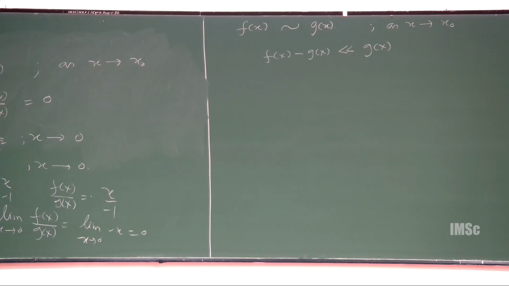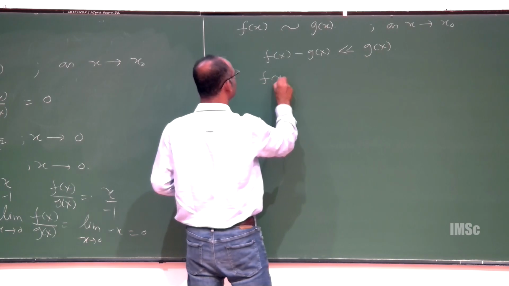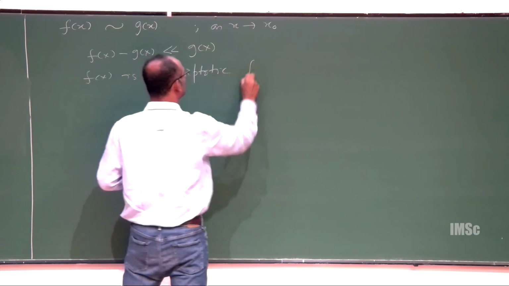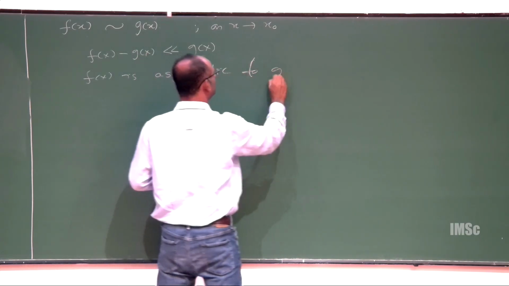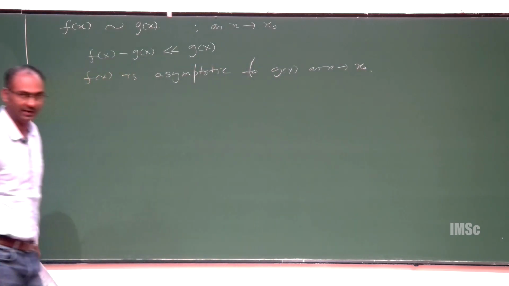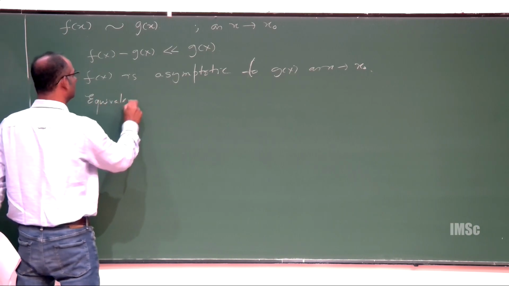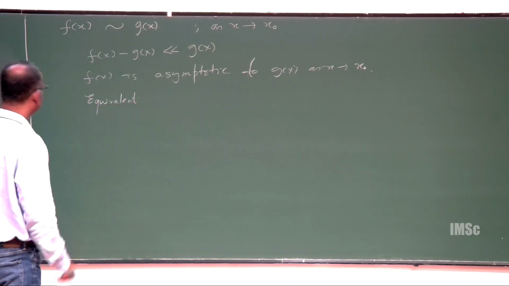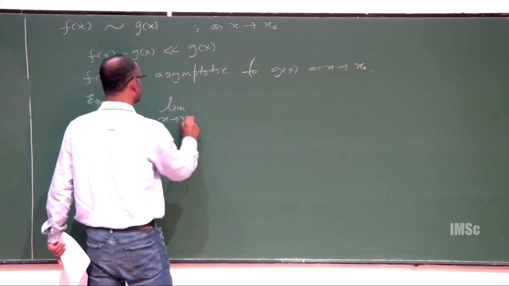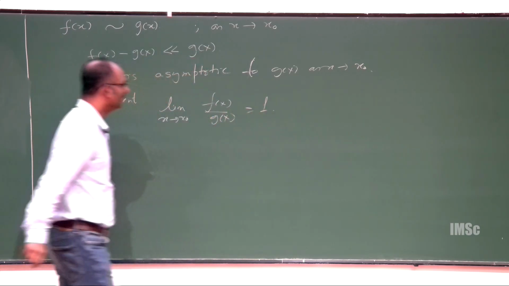So that's the definition of saying f(x) is asymptotic to g(x) as x goes to x naught, if the above condition is satisfied. An equivalent statement of this, I will ask you to check yourself, is that the limit as x goes to x naught of f(x) over g(x) is 1.